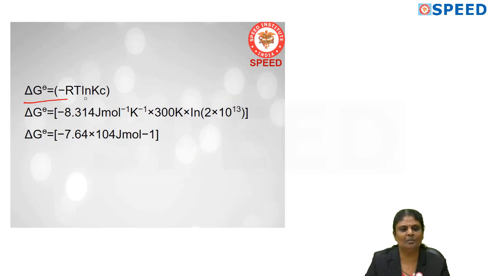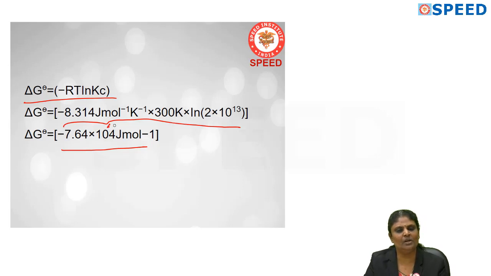So this is your formula, delta G naught is equal to minus RT ln Kc. I have to substitute the fourth option here. So minus 8.314 joule per mole per Kelvin into 300 Kelvin into ln 2 into 10 to the power of 13. You have to multiply all those things, and you get the answer minus 7.64 into 10 to the power of 4 joule per mole.